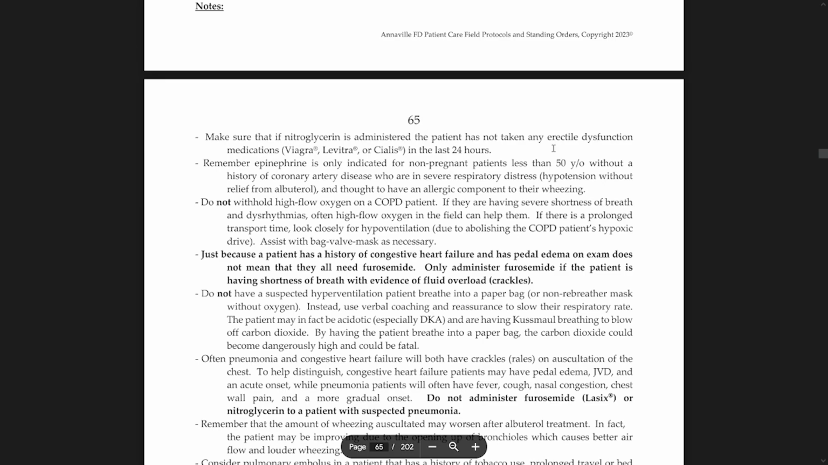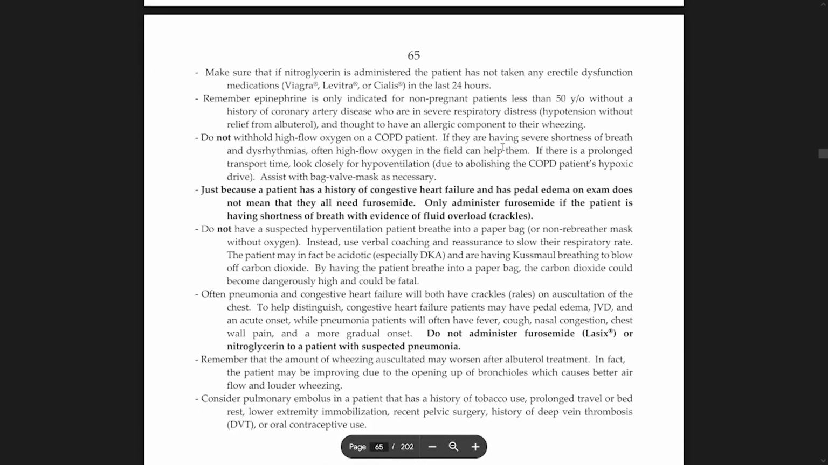Hypotension without relief from albuterol, and thought to have an allergic component to their wheezing. Do not withhold oxygen to a COPD patient. They are having severe shortness of breath and arrhythmias. Often high flow O2 in the field can help them. If there is a prolonged transport time, look closely for hypoventilation due to abolishing the COPD patient's hypoxic drive and assist with the BVM as necessary.